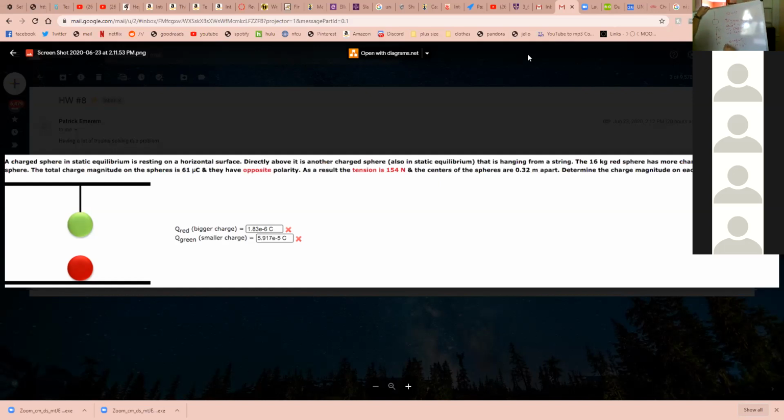Well, FE is K over R squared times QQ. And then K is about equal to, what is it, 9 times 10 to the 9th? So 10 to the 10th. We've got 10 to the 10th over 10 to the negative 1 squared. This is equal to 10 to the negative 2. So that gives us 10 to the 12th times QQ.